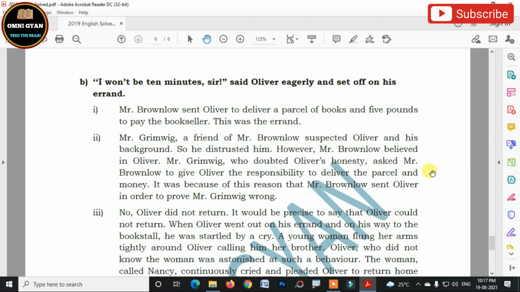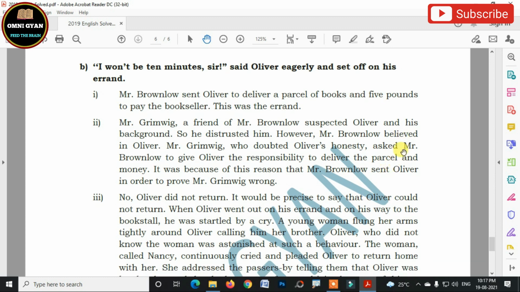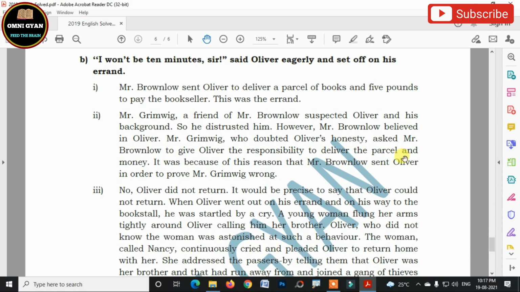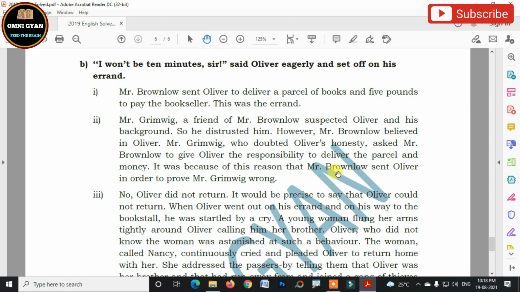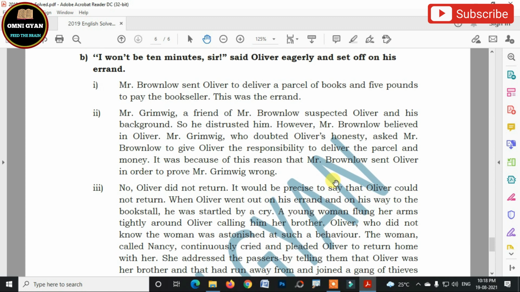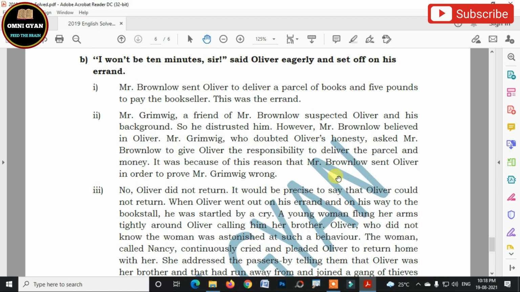Grimwick comes and says that you have brought a strange boy home. God knows if this boy has a criminal background. So then actually Mr. Brownlow has a kind of bet with Mr. Grimwick, a small bet, okay? And Grimwick says, okay, fine, let's see. So you send with Oliver the parcel of books and the money. Let's see whether Oliver is to be trusted or not.